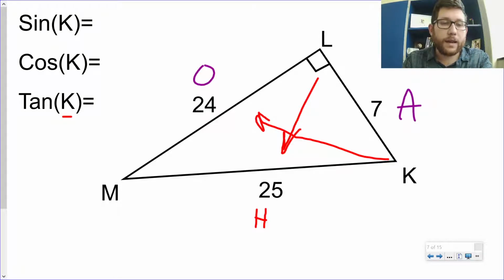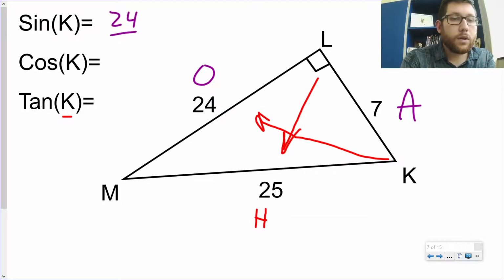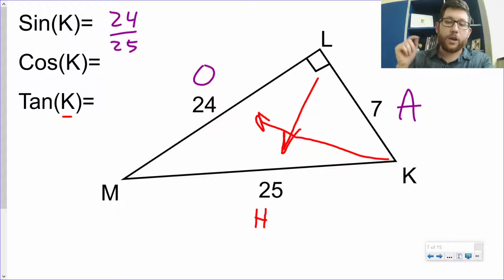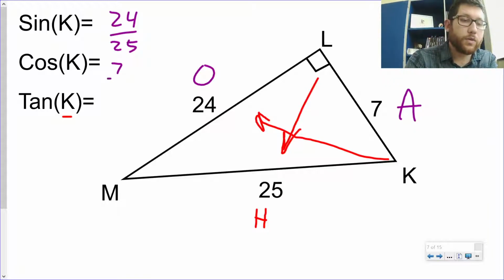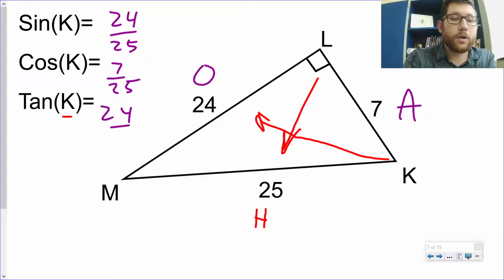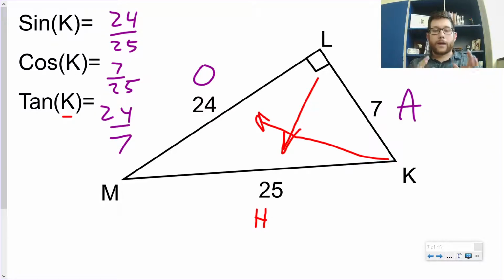So now let's go ahead and set up my ratios. Remember, sine is O over H, so that's going to be 24 over 25. Cosine is A over H, so that's going to be 7 over 25. And then tangent is O over A, 24 over 7. All right, so that's as far as we're covering today. Know your sine, cosine, and tangent ratios. Be able to label your triangle and set up your ratios. If you can do that, we'll move forward in our next video.